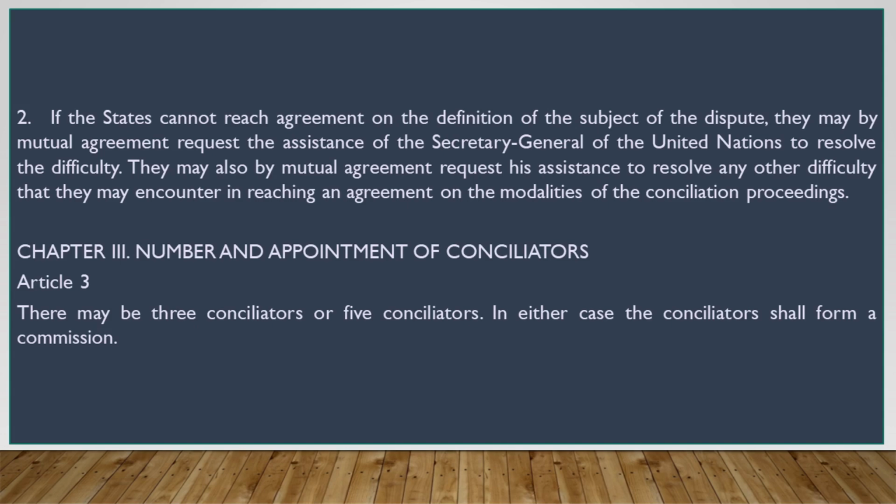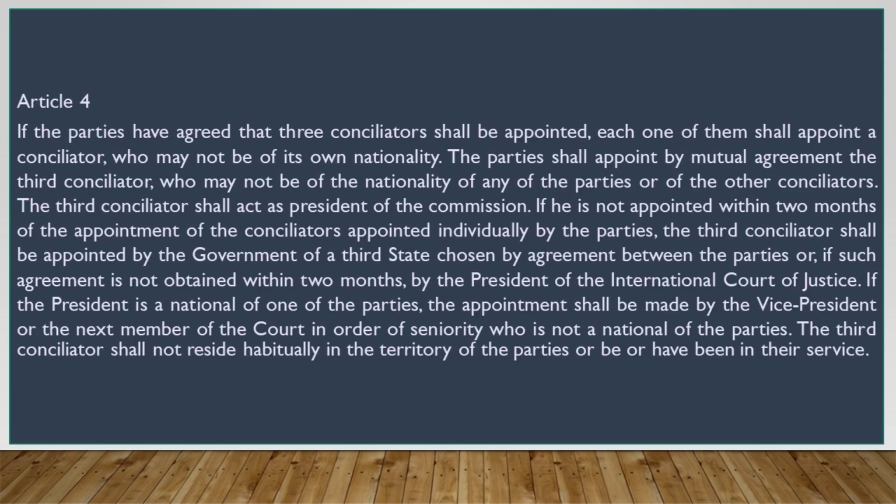Article 3. There may be 3 conciliators or 5 conciliators. In either case the conciliators shall form a commission. Article 4. If the parties have agreed that 3 conciliators shall be appointed, each one of them shall appoint a conciliator, who may not be of its own nationality. The parties shall appoint by mutual agreement the 3rd conciliator, who may not be of the nationality of any of the parties or of the other conciliators.